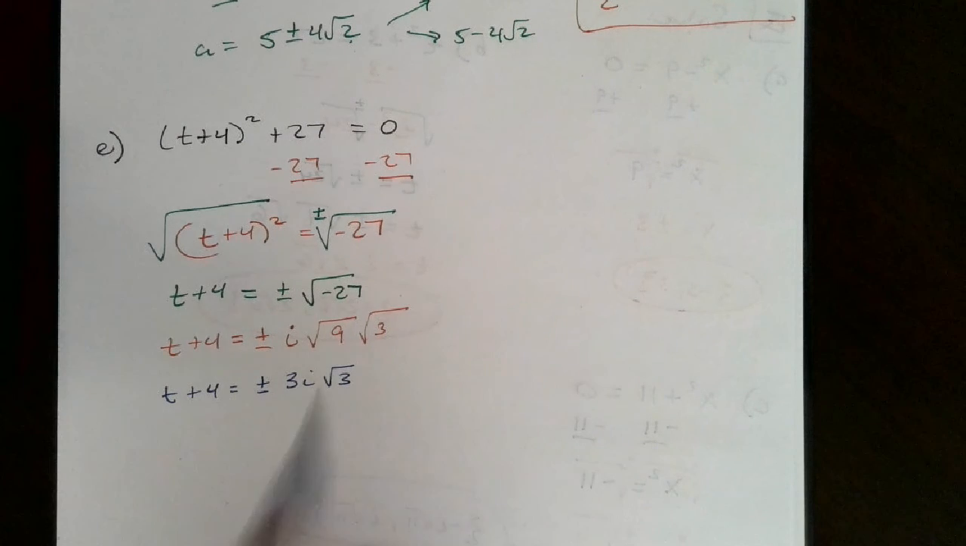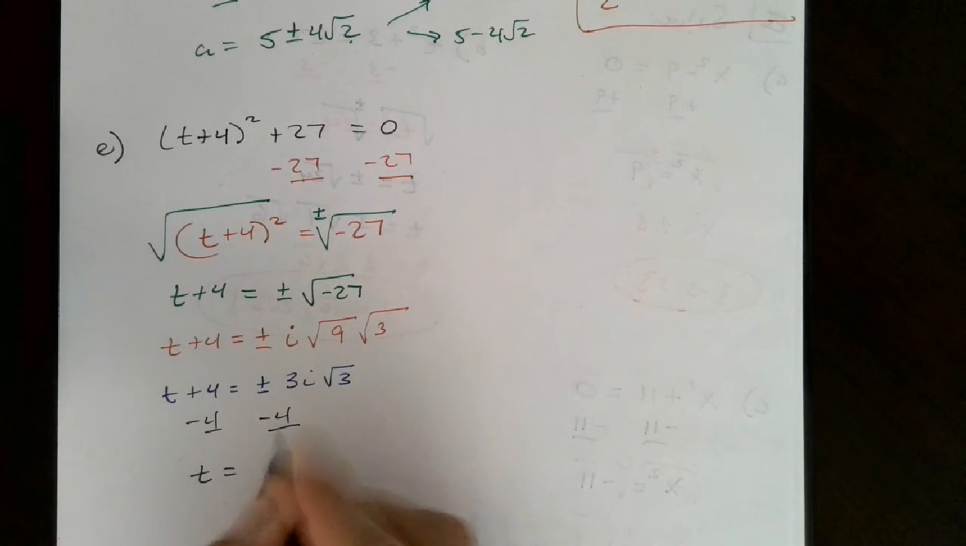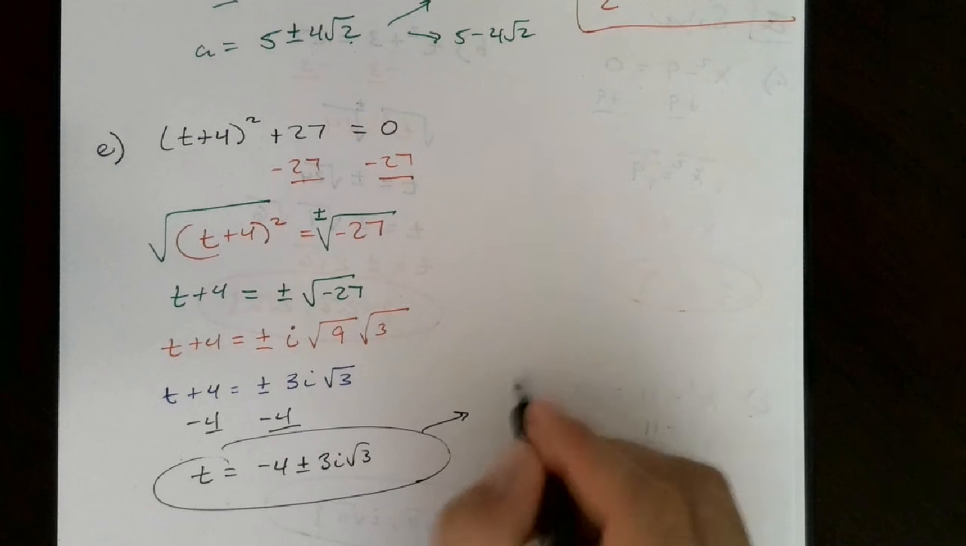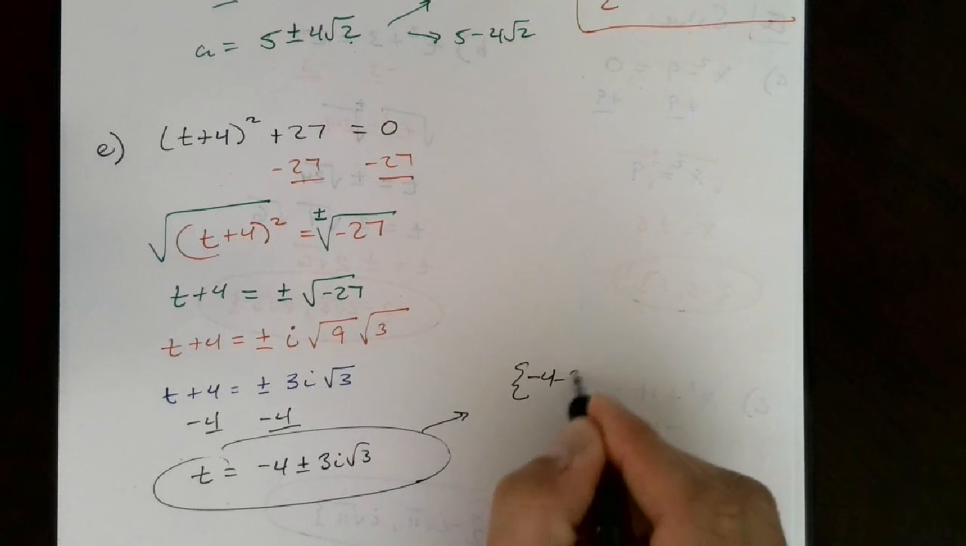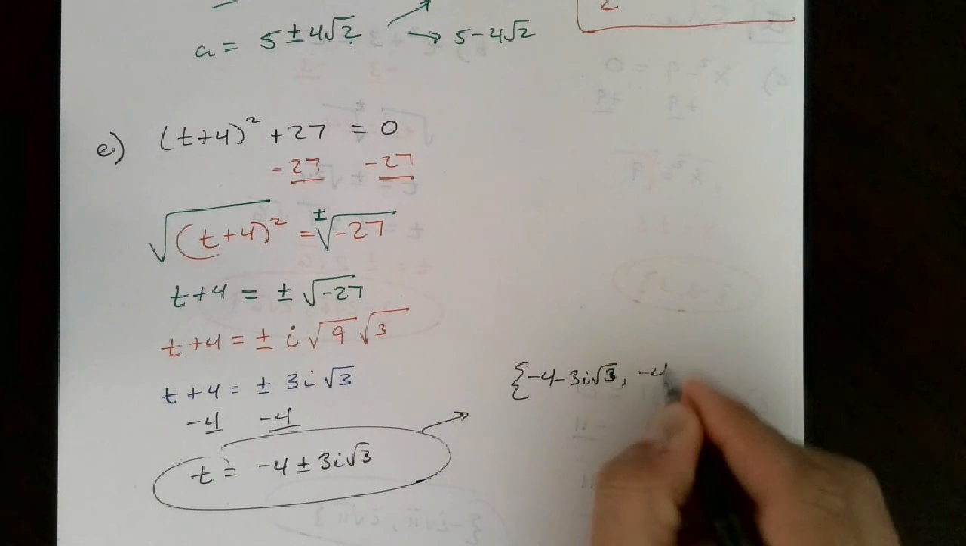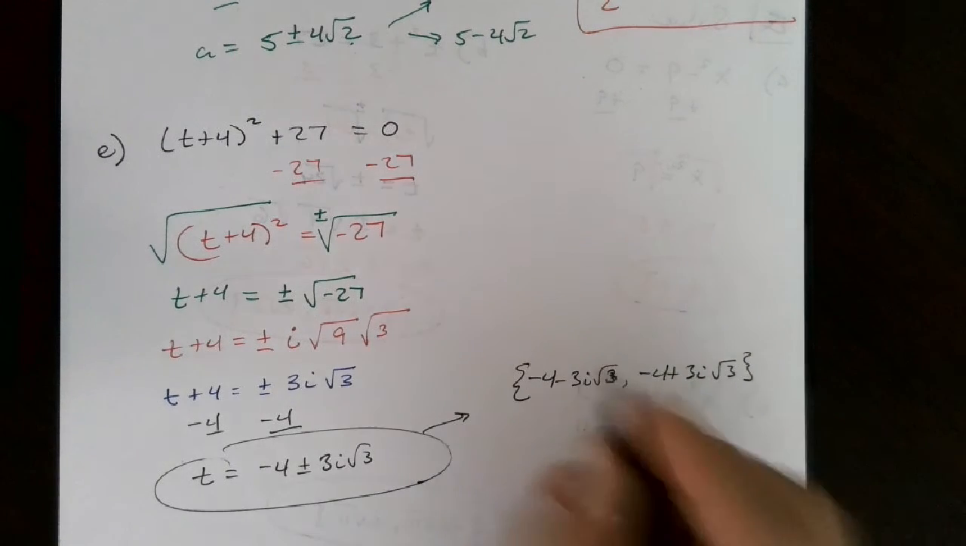And now remember, the goal is to solve for t. So now we will subtract 4 from each side. We end up with t equals negative 4 plus or minus 3i radical 3. Remember, these don't combine. They're not like radicals. Even this is an imaginary piece. You can't combine them. So this is two answers. Make sure you understand that. It's negative 4 minus 3i radical 3, and negative 4 plus 3i radical 3. And those are the two answers.